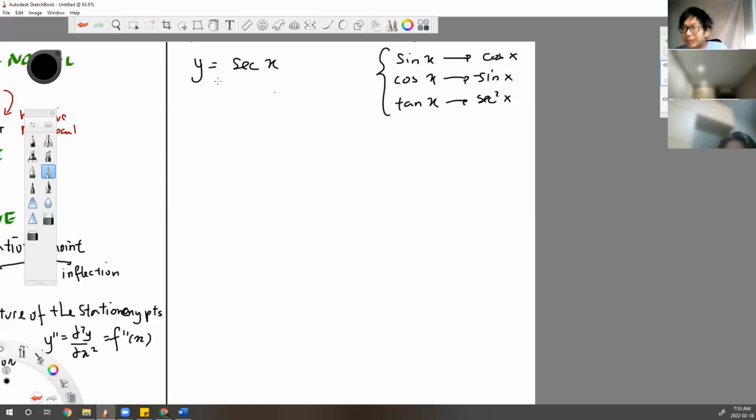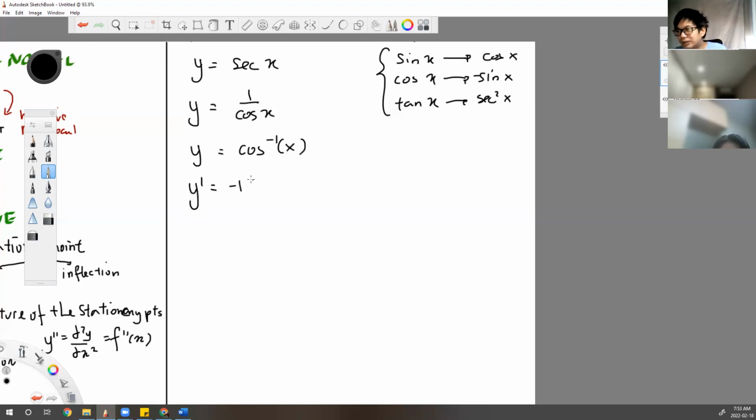How about deriving secant x? You just change it. You know the rule: secant is 1 over cos. Got it? Or you can write cos to the power of minus 1 of x. Oh, we already have this formula, right? We have the power, so put the power first. The power, as usual, the regular rule: cos to the power of minus 1 minus 1, which is minus 2, of x, times by the cos itself.